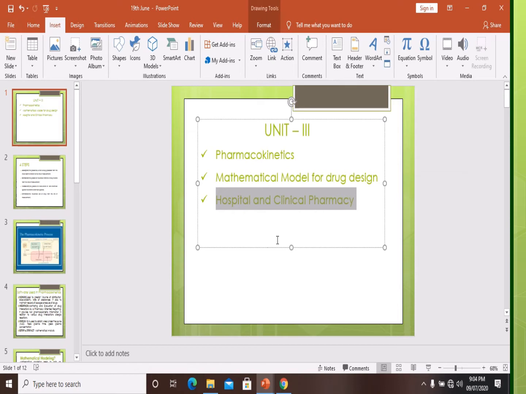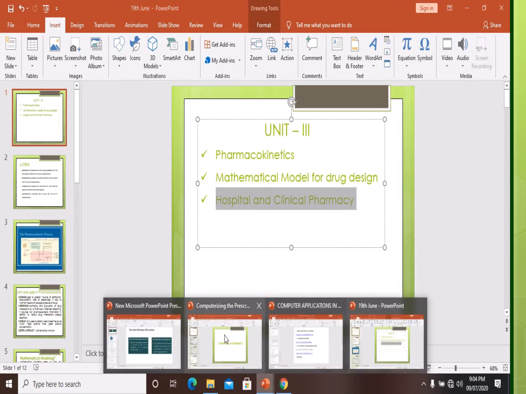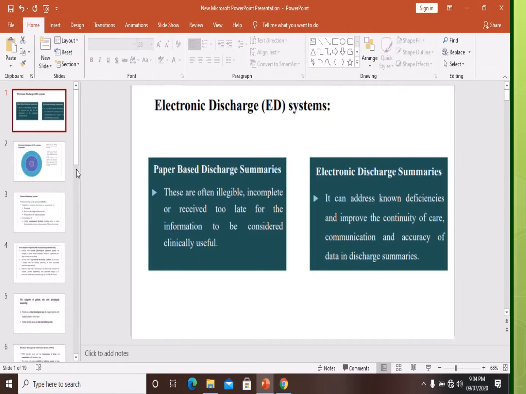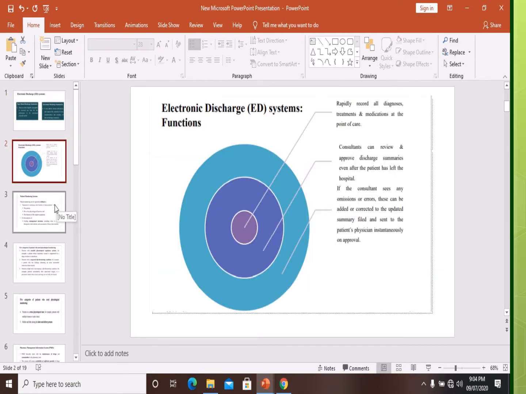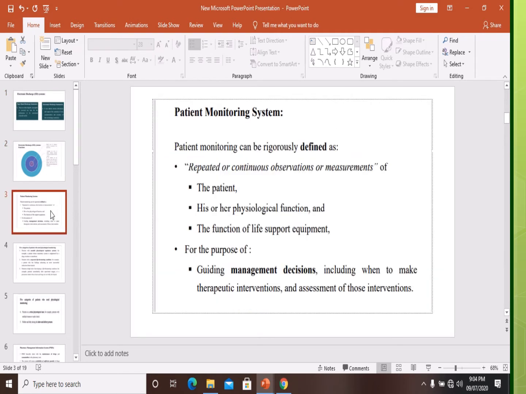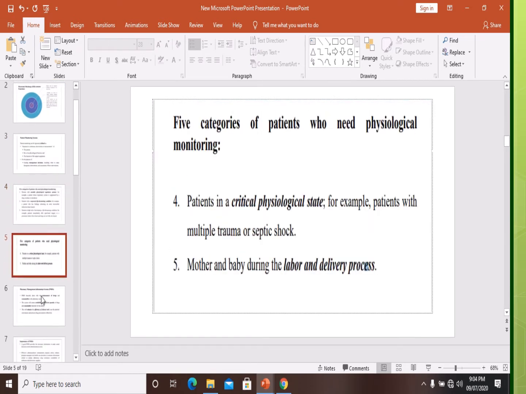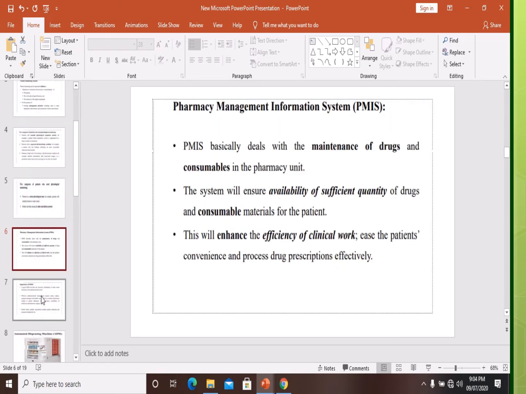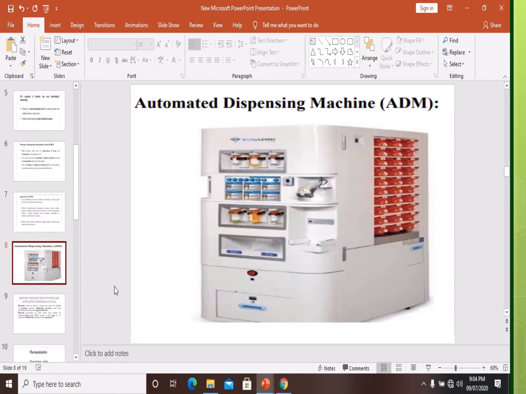Before going to this topic, we will recall some of the topics that were discussed in the previous class. So previously we have discussed the electronic discharge system and functions of ED systems, patient monitoring system, pharmacy management information system and automatic dispensing machines. So these are the topics we have covered in the previous classes.